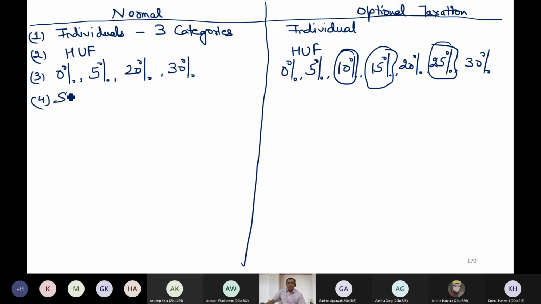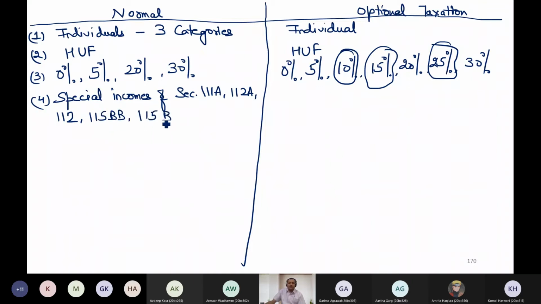But as far as special incomes are concerned, no difference. Special incomes of section. Do you remember those sections? 111A STCG, 112A LTCG, 112 LTCG, 115BB casual incomes, 115BBE. Whatever is the tax rate applicable under normal taxation, the same tax rate is applicable under optional taxation also. So no change as compared to normal taxation in this point.